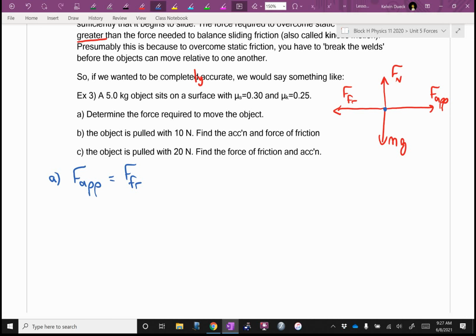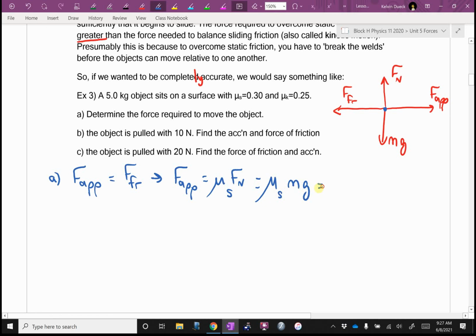How do I calculate friction? Mu times the normal force. So F applied is going to be mu times the normal force. Have we started sliding yet? No, so I'm going to use the static mu, the one at rest. I don't know the normal force. Oh, but look, I know the force is the same size as the normal force, mg. So I can say mu static mg, and now I can plug in numbers.